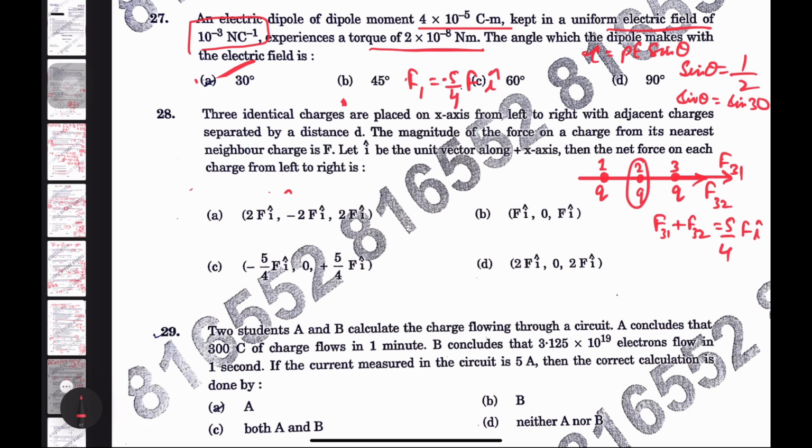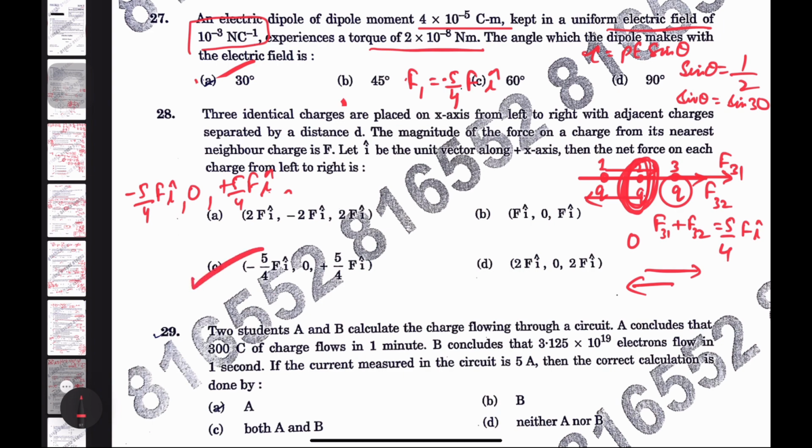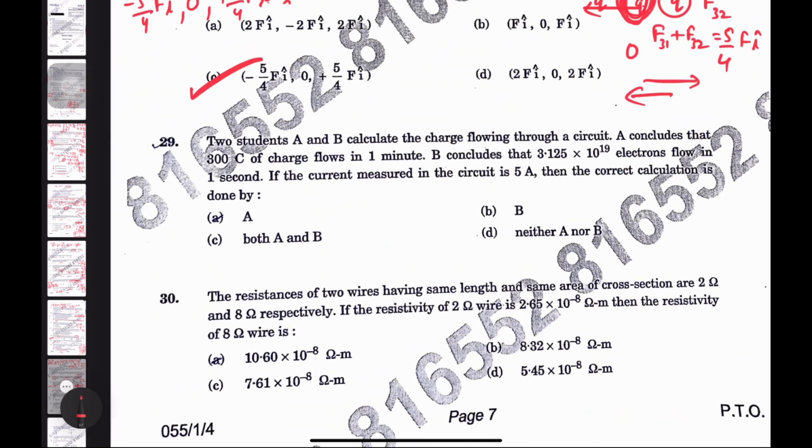When I talk about the second charge, it experiences a force of repulsion along this direction due to the first charge, and a force of repulsion along this direction due to the charge at the third point. So the middle charge Q will remain stationary, because the sum of forces is 0: one force is in this direction, another in this direction. So the answer is minus 5 by 4 F i cap, 0, plus 5 by 4 F i cap. So this is option C, which is the correct option for this question.